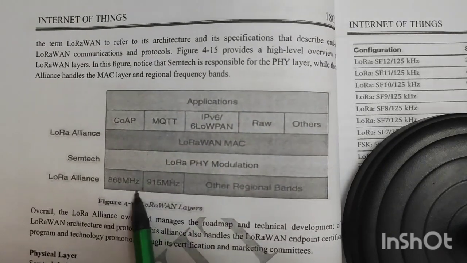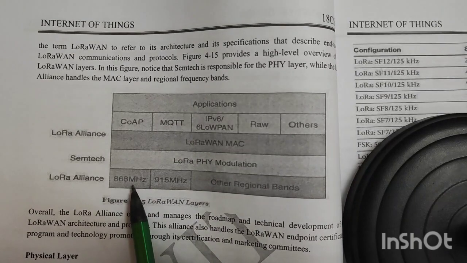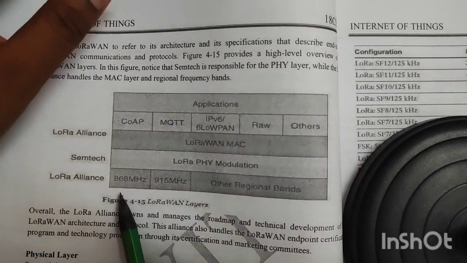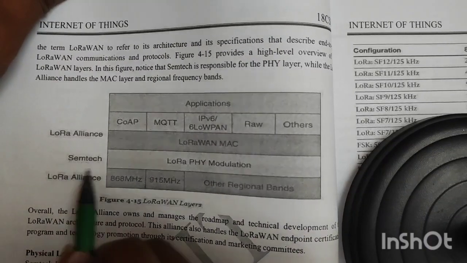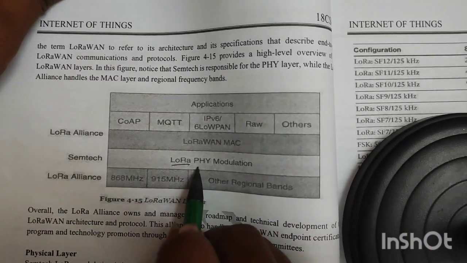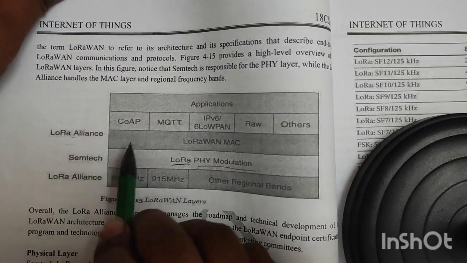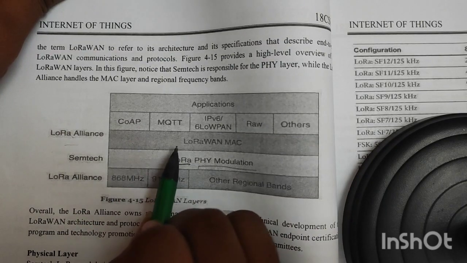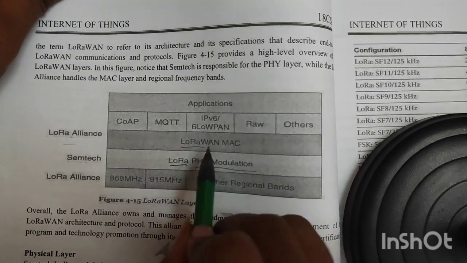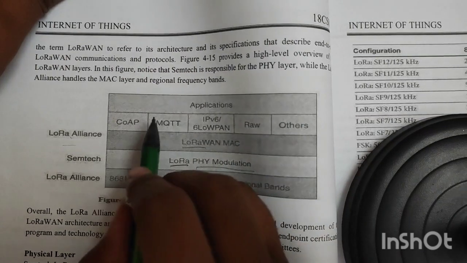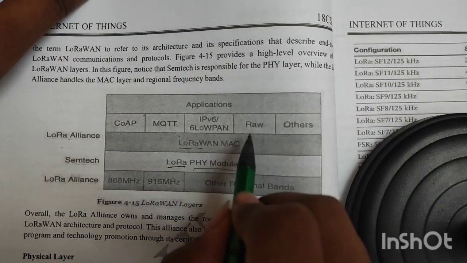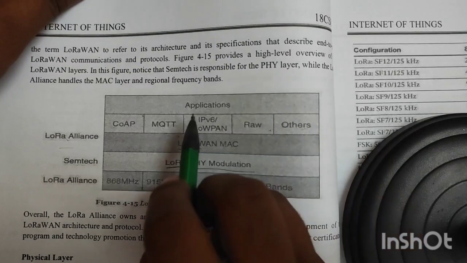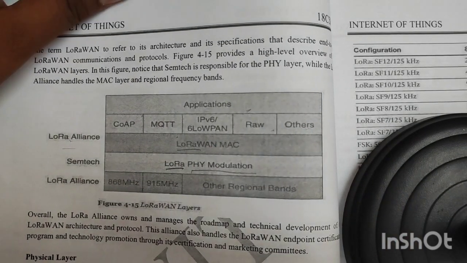So what happens here is the LoRa Alliance, that is your 868 or 915 megahertz or other regional bands. Okay, and then your Semtech, that is your LoRa physical modulation. Then the LoRa Alliance is your LoRaWAN MAC layer. Okay, and then you have CoAP, MQTT, IPv6, RAW, or others, and then you have applications on top of it.